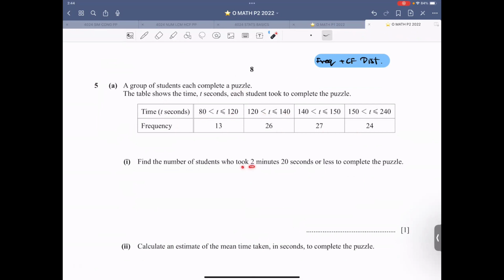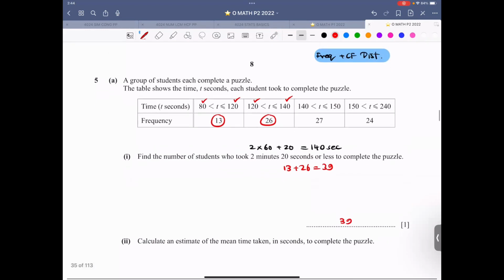Find the number of students who took 2 minutes, 20 seconds or less to complete the puzzle. So 2 minutes is 2 into 60 plus 20. 120 plus 20 is 140. 140 seconds. Now, if I look at the graph, this is from 80 till 120. This is from 120 till 140. So basically, I need this number. I need this number. I'll add it up. 13 plus 26 is 39. 39 people took this time or less.